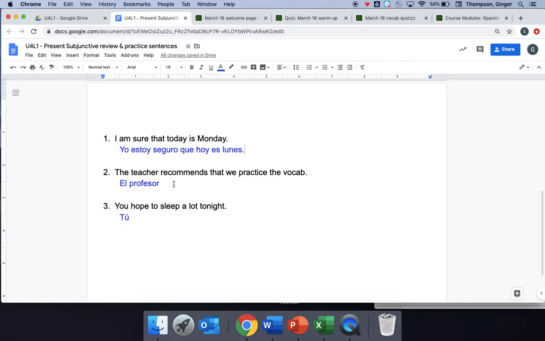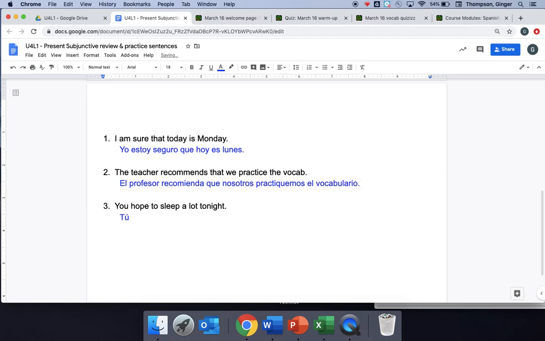Let's look at number two. The teacher recommends that we practice the vocab. Is this a subjunctive sentence? The answer here is yes, because number one, your main clause verb, recommends. That's a WEIRDO verb. That's a verb of wish or want. And secondly, there is a change in subject. Teacher went to we. So number two would translate to, el profesor recomienda que nosotros practiquemos el vocabulario.